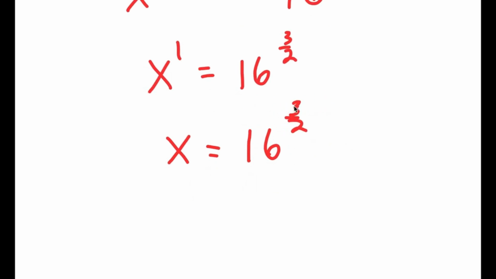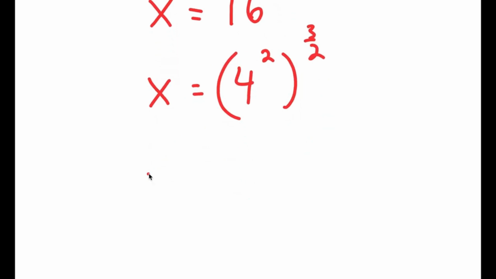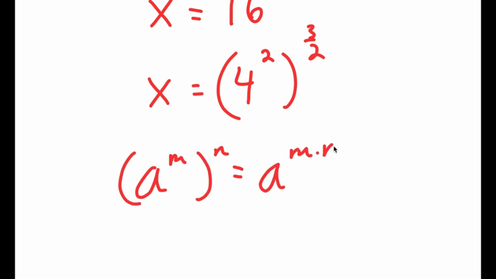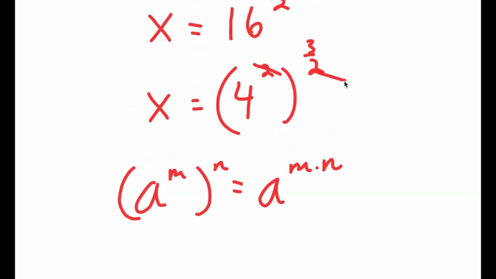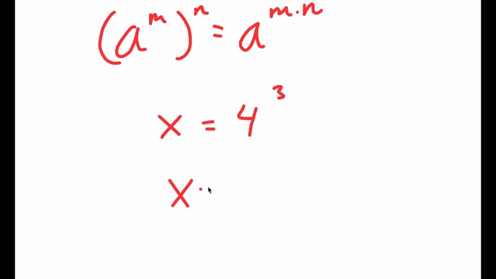16 to the power of 3 over 2 is the same thing as 4 squared to the power of 3 over 2. And again, if I have something in the form a to the power of m to the power of n, this is equal to a to the power of m times n. So these two cancel out, and I get x is equal to 4 to the power of 3, and 4 to the power of 3 is equal to 64. So I get x is equal to 64.